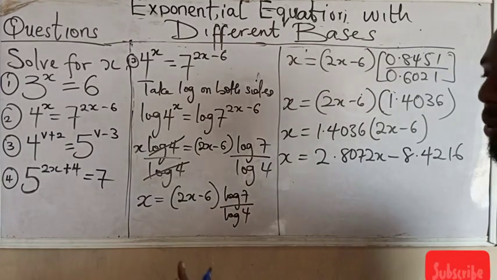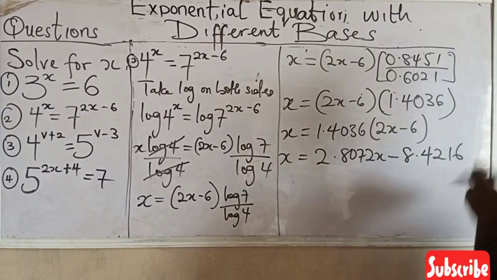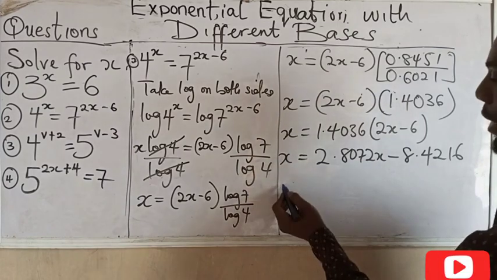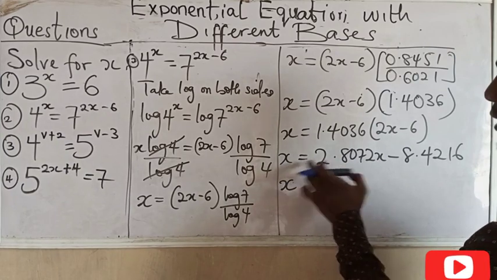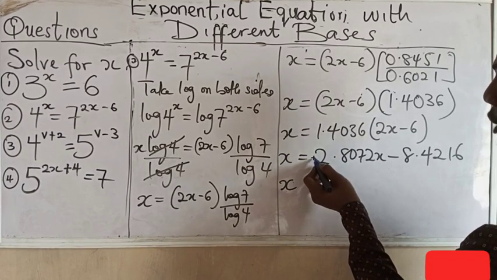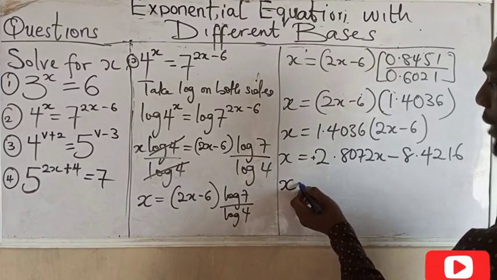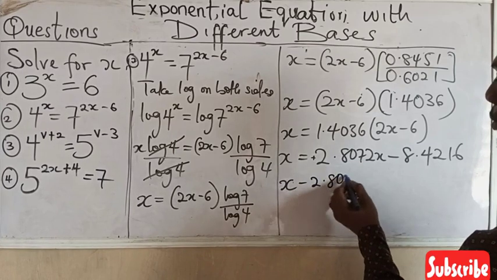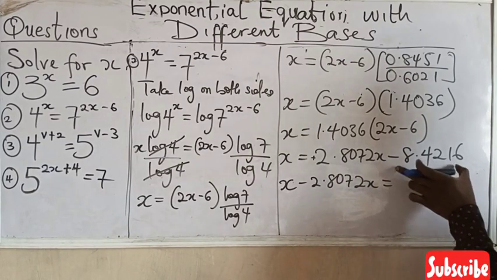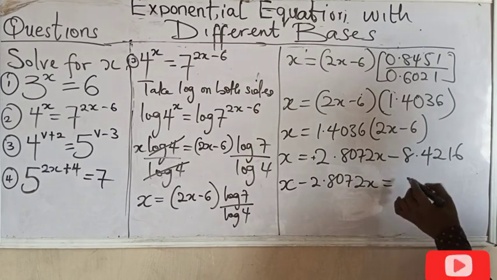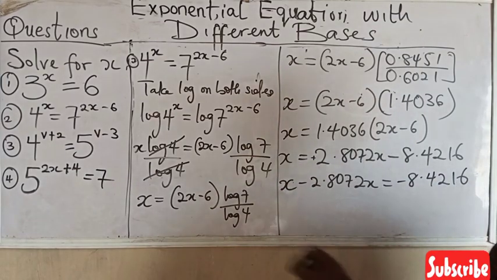We put the value of x on our left hand side, and this figure alone remains on our right hand side. So what are we going to do? We have x here on our left hand side, and for this one to move to our left hand side, please take note that the sign will definitely change. If this is plus, once it gets to the other side of the equation, it becomes minus 2.8072x. Equals, this one has been here before, and this is where we want all our figures to stay without the value of x. So I can say this is minus 8.4216.